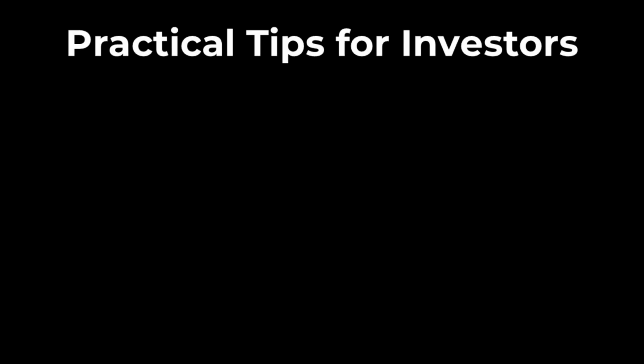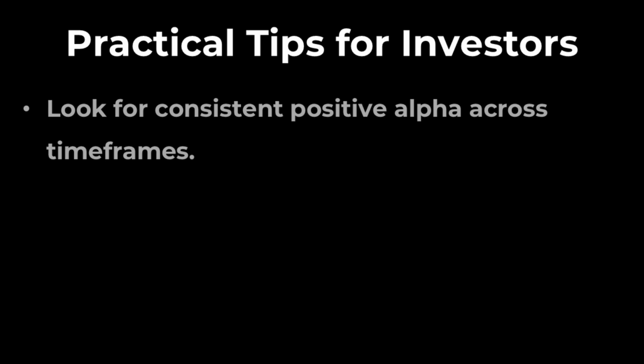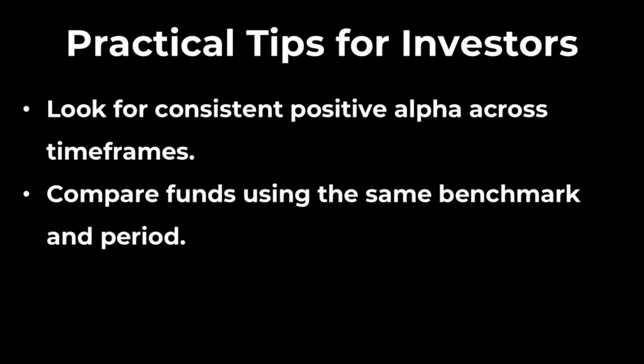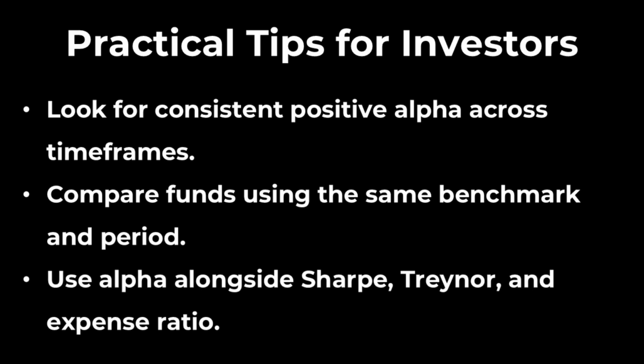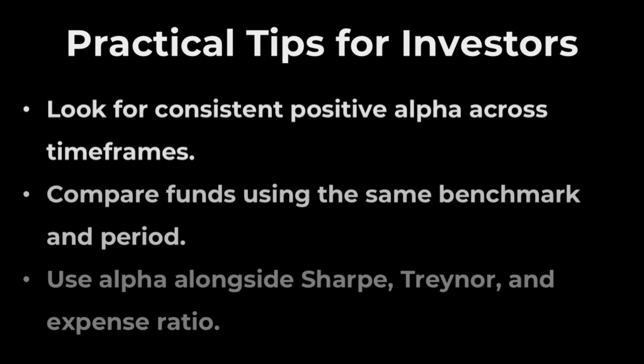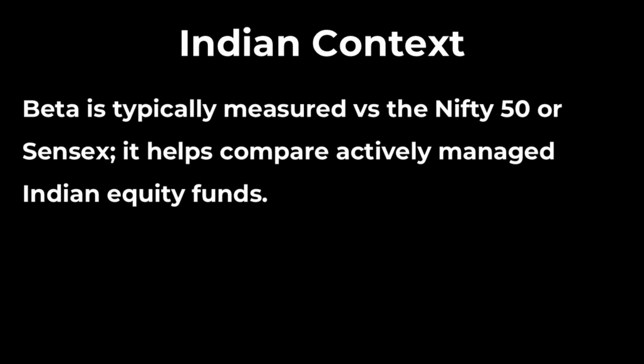When using Jensen's Alpha, check for consistent positive values over time. Compare apples to apples, same benchmarks, same periods, and combine it with Sharpe, Treynor, and the expense ratio before making a call. In India, beta is usually benchmarked against the Nifty 50 or Sensex. That makes Jensen's Alpha a reliable way to gauge active manager skill in equity funds.